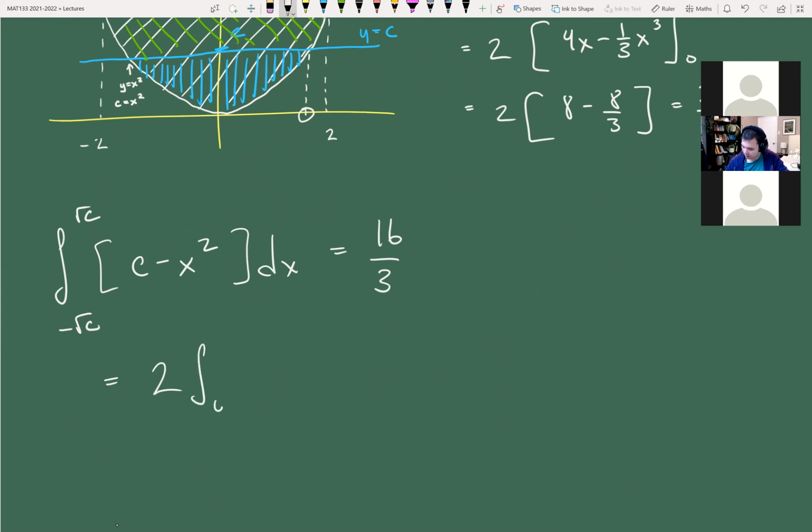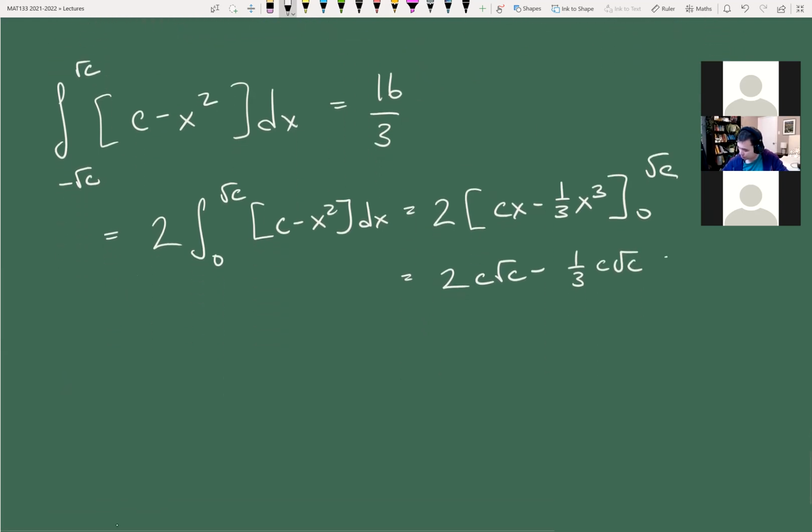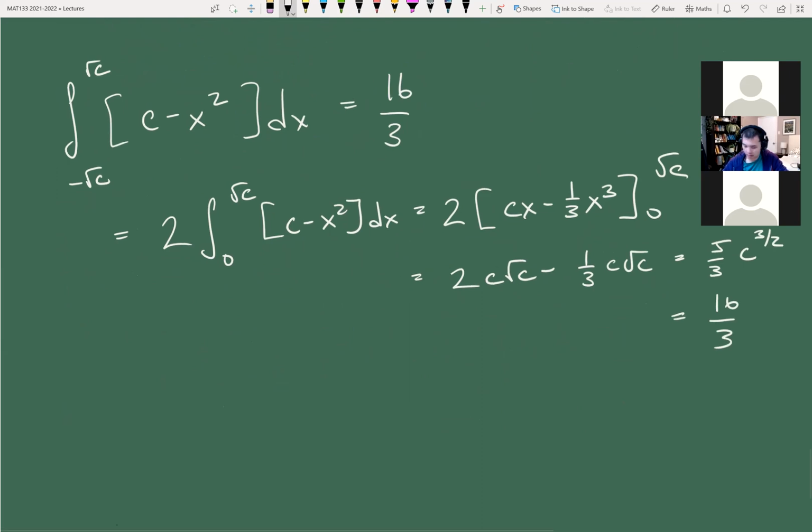So let me do the same trick. Integral from 0 to root c, c minus x squared dx. So that's going to be 2 times cx minus 1/3 x cubed from 0 to root c. So that's going to be 2c root c minus 1/3 c root c. So that's going to be 2 minus 1/3, which is 5/3. That has to be equal to 16/3, and now you can solve that for c.